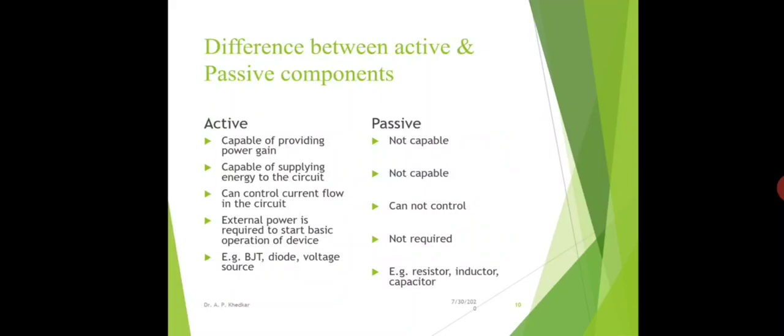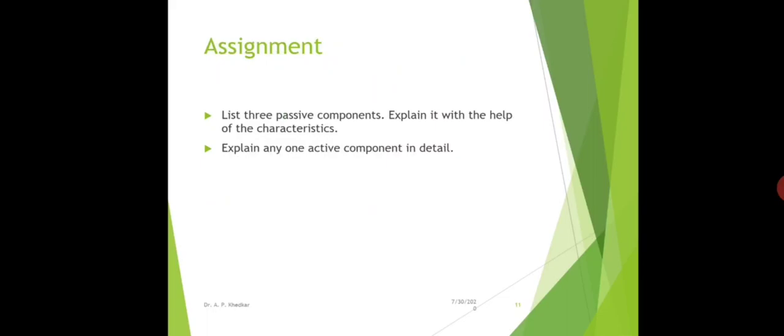And fifth, different examples of devices are mentioned. Under active components, bipolar junction transistor, diode, other different types of transistors, voltage sources. You can give these examples. Under the passive components category, typical resistor, capacitor, inductor are listed over here. So this is just a brief study of active and passive components.